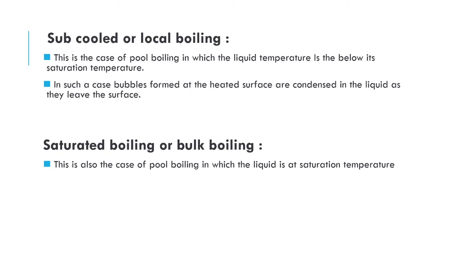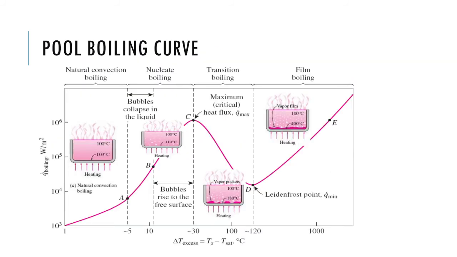Saturated boiling or bulk boiling. This is also the case of pool boiling in which the liquid is at its saturation temperature. This is similar to subcooled or local boiling, just that here the saturation temperature has been reached. So now we move on to the main event, the pool boiling curve.